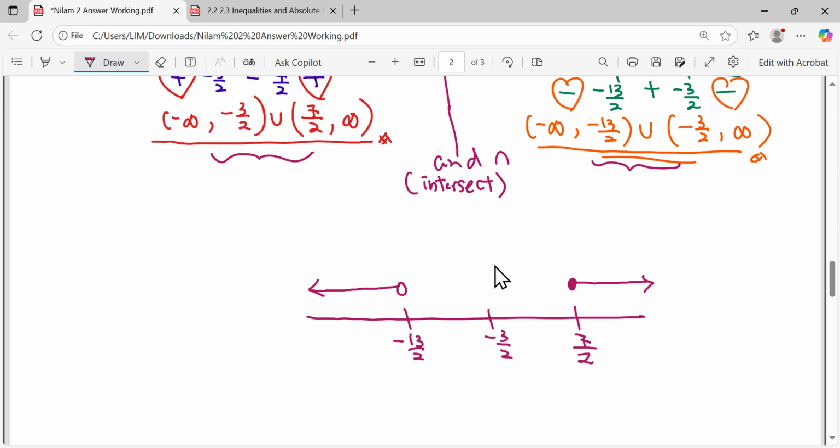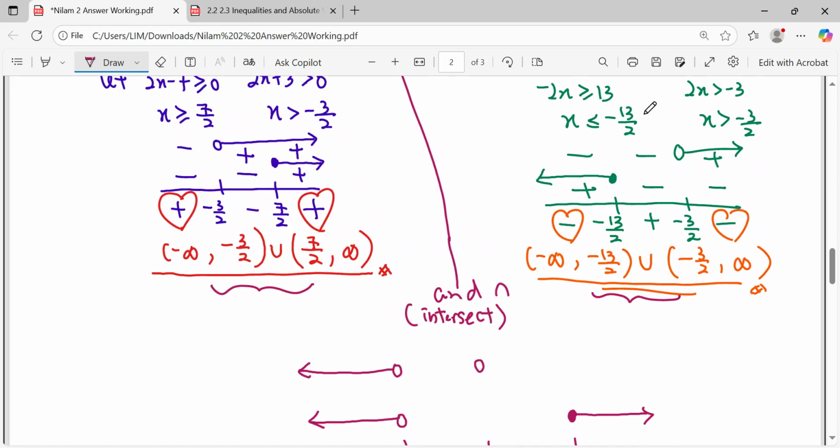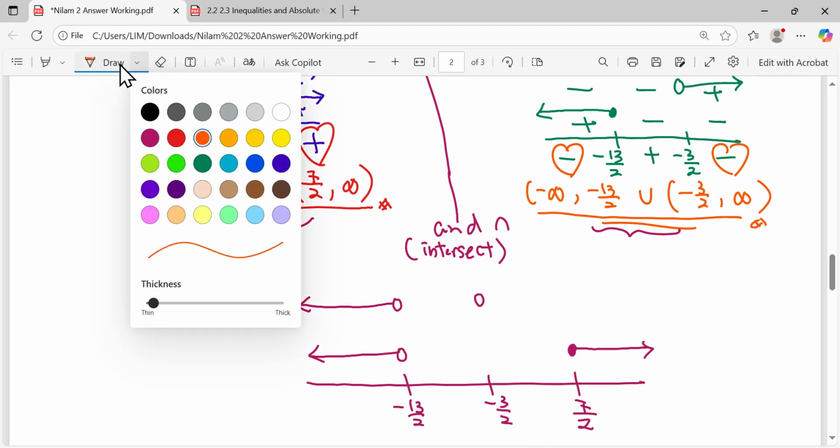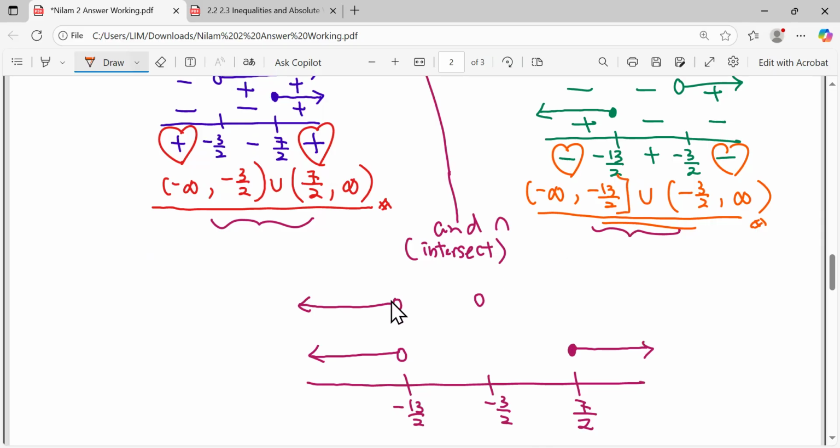This number line is less than negative 13 over 2. Then, alright, so I double check here, it is equal. So supposedly here is a closed interval, got equal. So this is a closed circle.